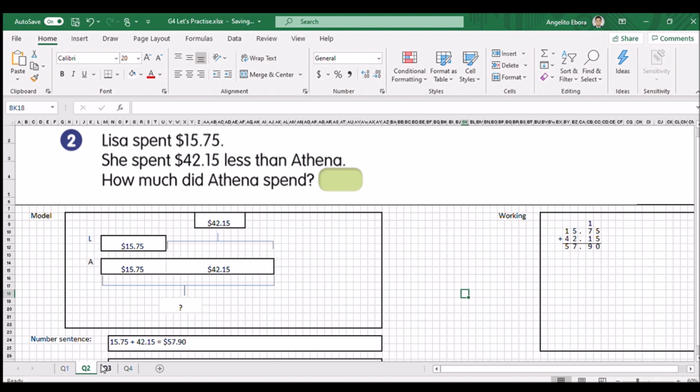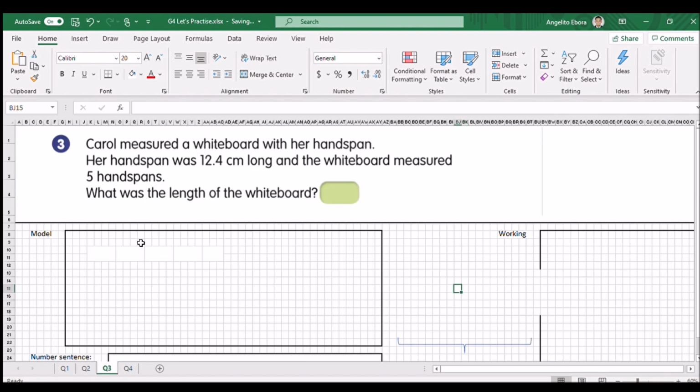Question number 3. So Carol measured a whiteboard with her handspan. Her handspan was 12.4 centimeters long and the whiteboard measured 5 handspans. What was the length of the whiteboard? Let me erase it first.